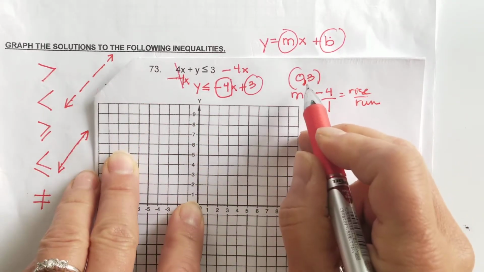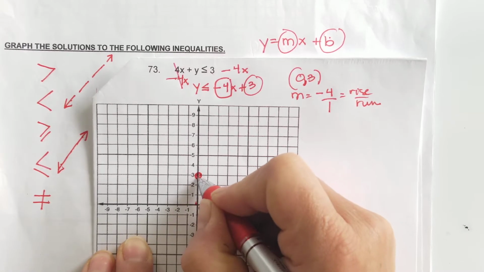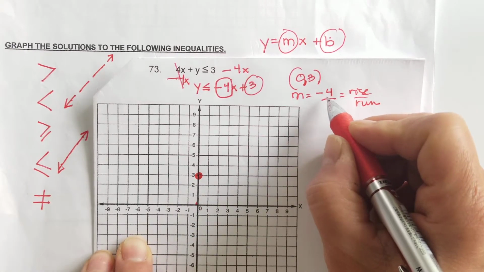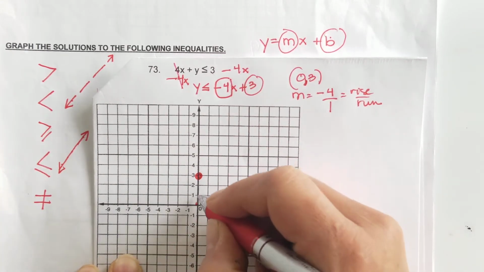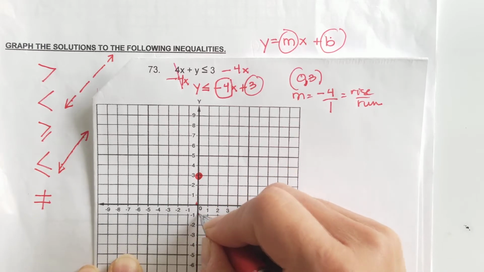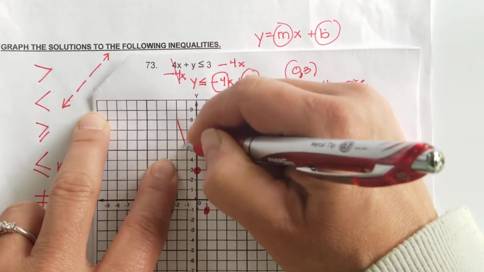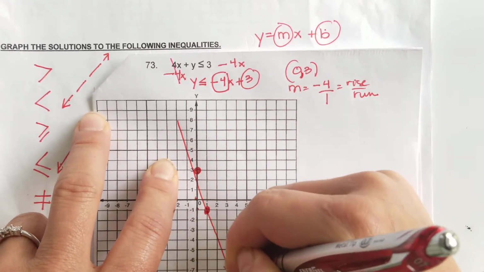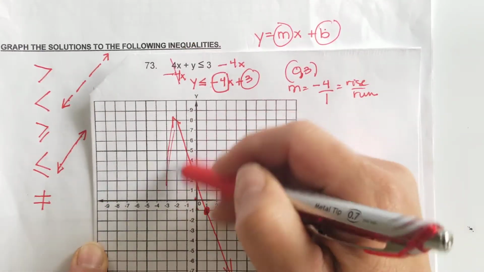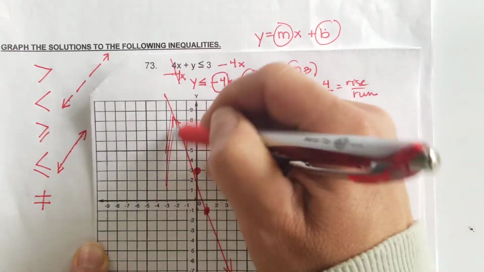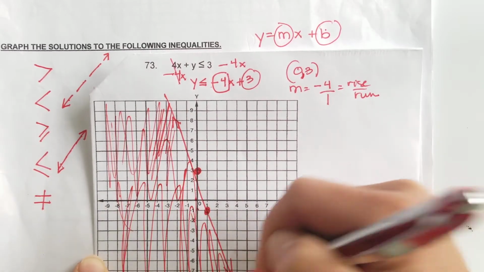So let's plot my point first of all, (0, 3), 0, positive 3. And then my rise is a negative 4, so I go in the negative direction on my y-axis: 1, 2, 3, 4, and then I run 1. So my line is going to be solid, and it's going to be less than or equal to, so it's going to be everything that falls below this line. So I'm going to shade in everything below that line.